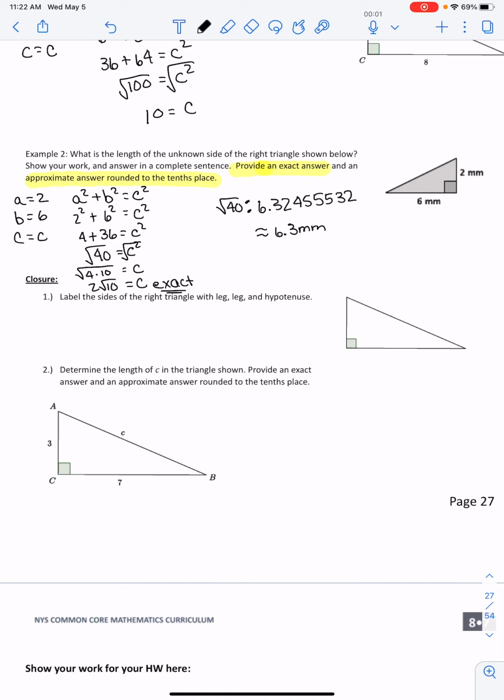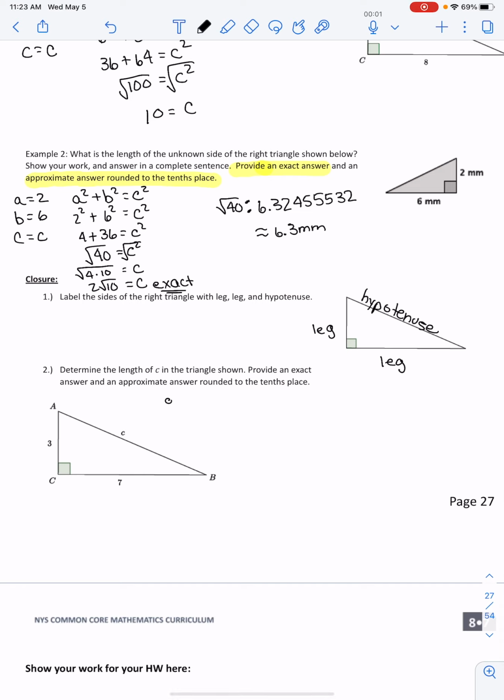So next, in closure, it says, label the sides of the right triangle with leg, leg, and hypotenuse. So this would be our leg here, our leg here, and our hypotenuse here. And then it says, determine the length of C in the triangle shown. Provide an exact answer and an approximate answer, rounded to the tenths place.